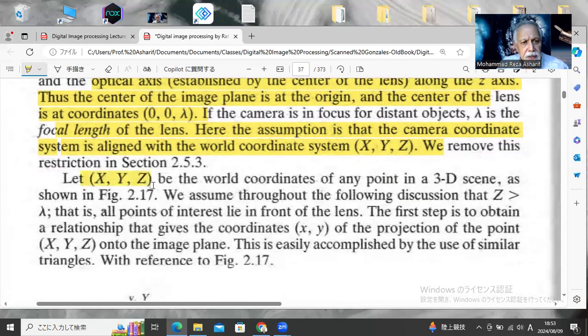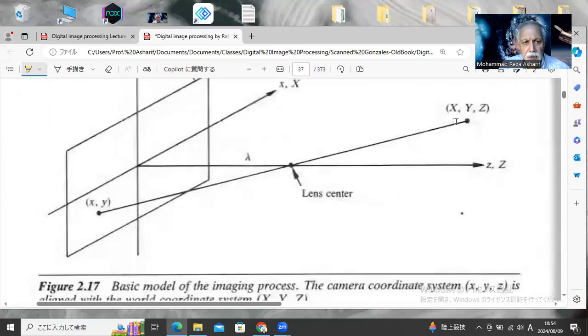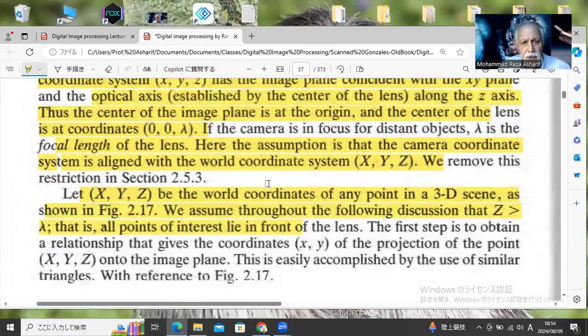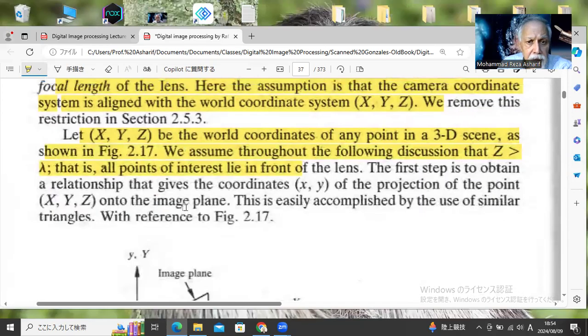And a capital XYZ are the world coordinates, because this is an object in the world, so at any point in 3D sense. So the perspective transformation projects this 3D object point into the image plane, which is two-dimensional. This XYZ is projected to xy only. This is very important. This is perspective.